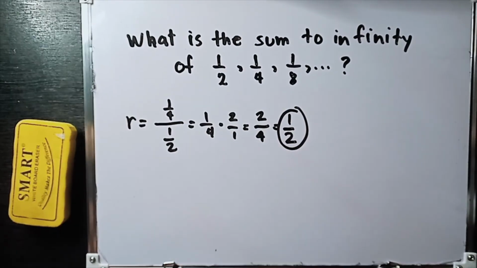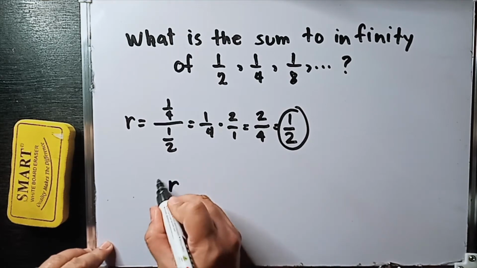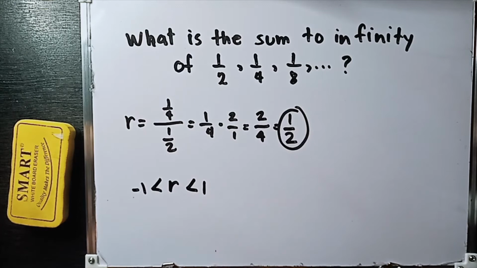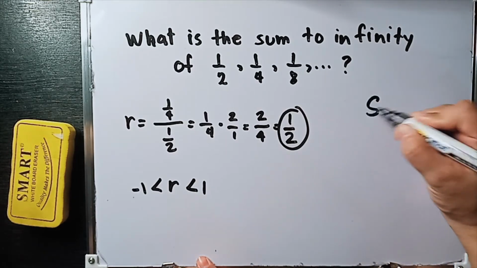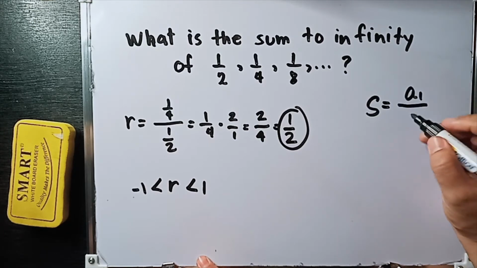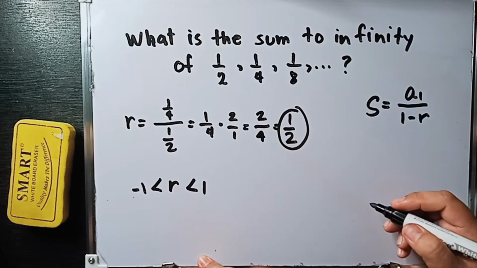Okay? Since our ratio is between -1 and +1, it means that we are going to use the sum to infinity formula. S equals the first term, or A sub 1, over 1 minus R, or the common ratio.